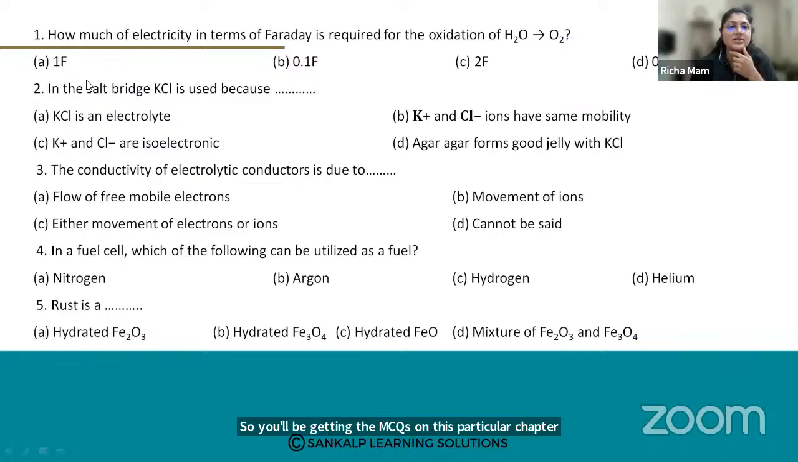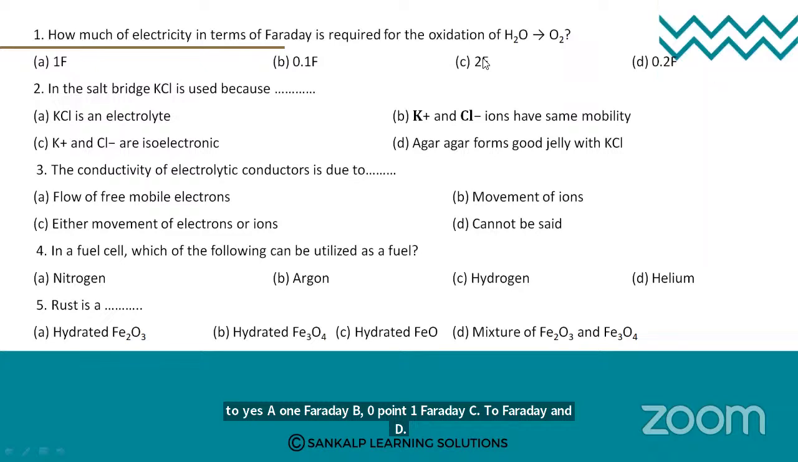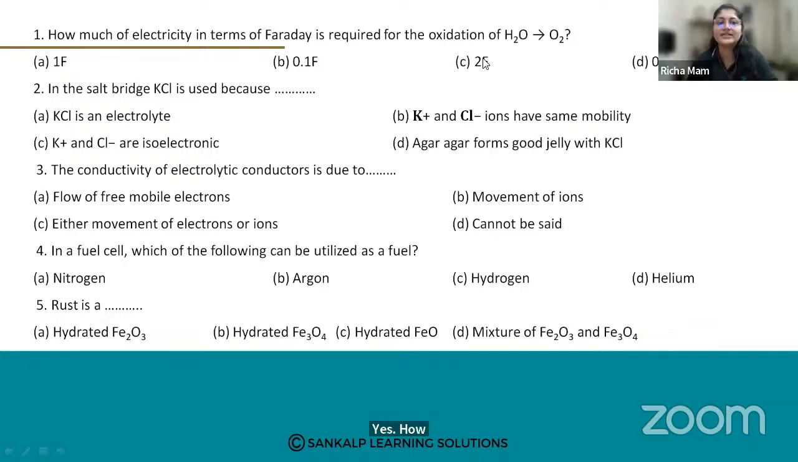The first question: how much electricity, in terms of Faraday, is required for the oxidation of H2O to give O2? A, 1 Faraday; B, 0.1 Faraday; C, 2 Faraday; D, 0.2 Faraday.